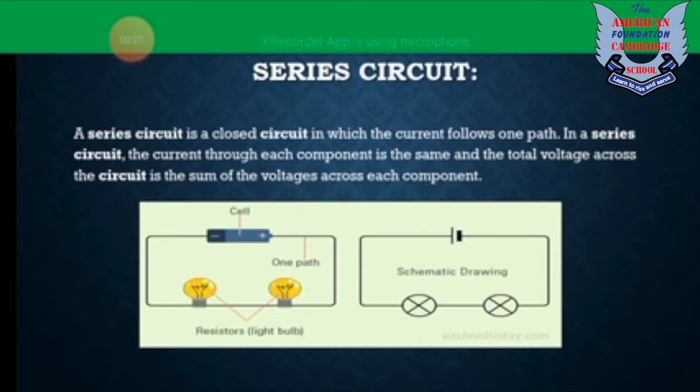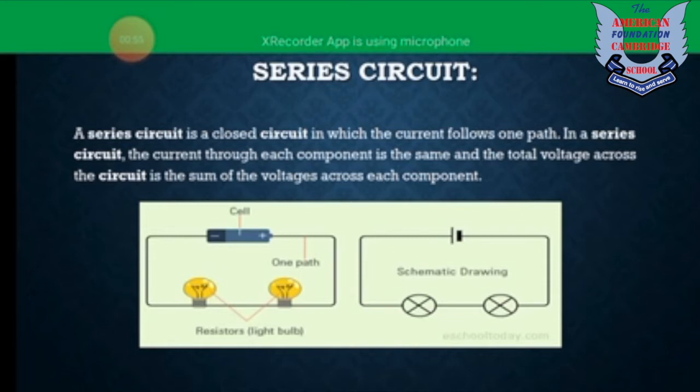Now, a series circuit. The circuit in which there is only one path for the current to flow is known as series circuit. As you can see in the figure given below, a battery is connected to two filament bulbs, and when the current flows from the battery, it will move through the first filament bulb, then from the first bulb it will move to the second filament bulb.